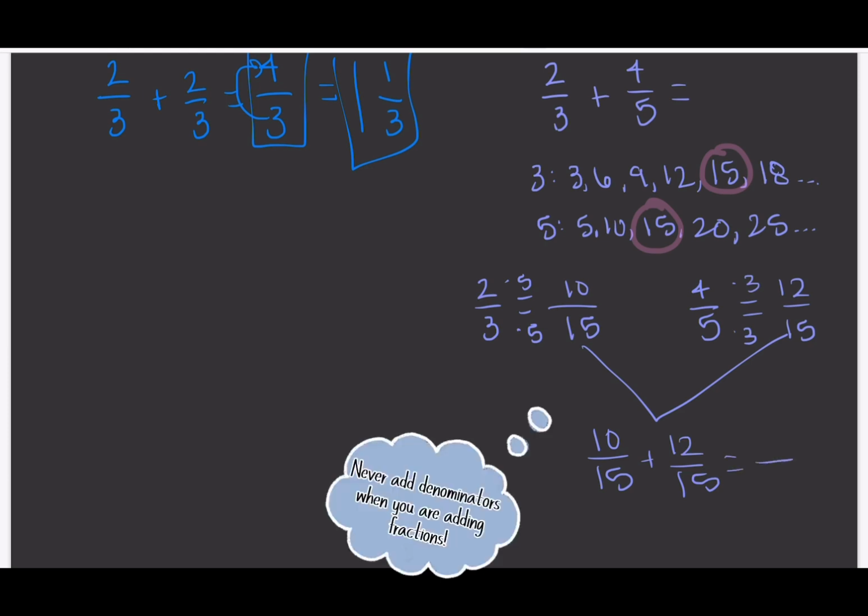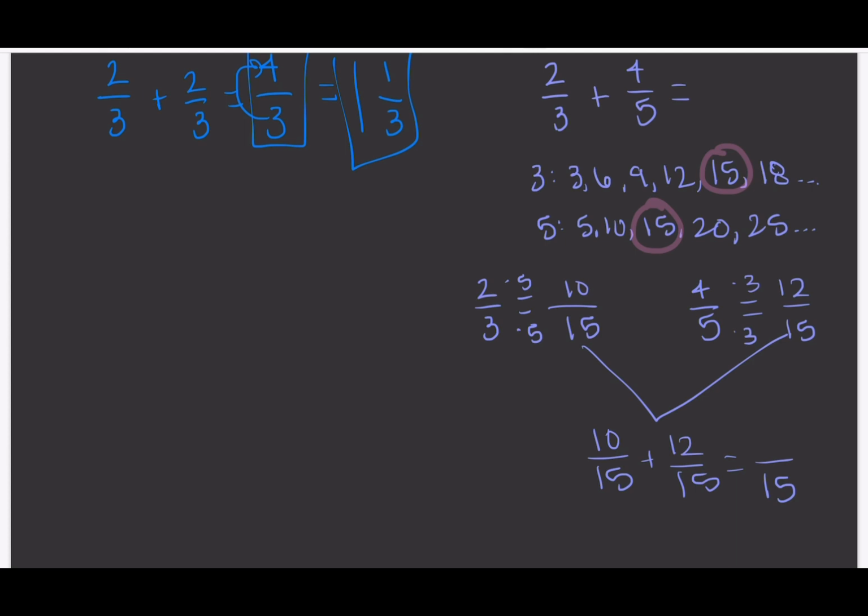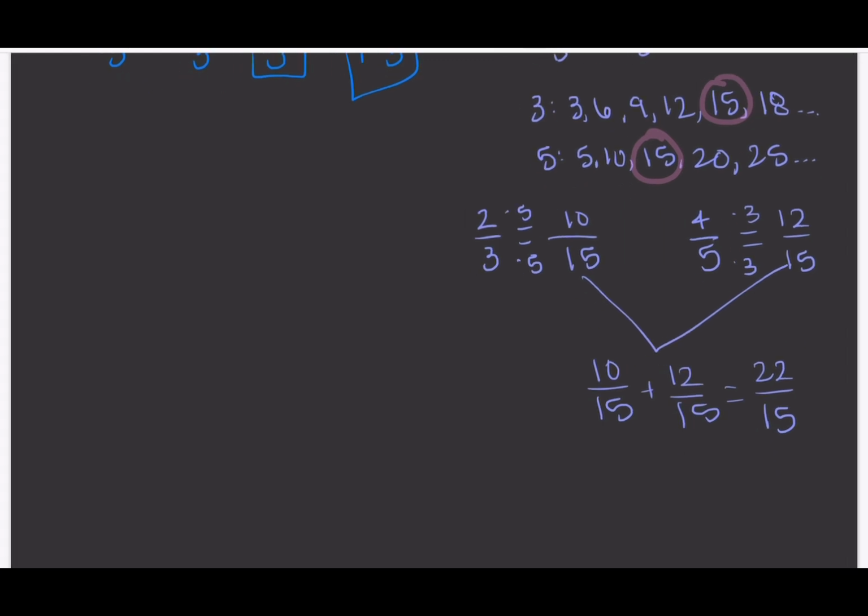Once again, we do not add those denominators, so we're going to leave 15 right there. Now, if we have 10 plus 12, what do we have? That's 22. It depends on what you are learning in your classroom. This very well could be your final answer, but in some environments, you may need to change this into a mixed number. So once again, how many times can 15 go into 22?